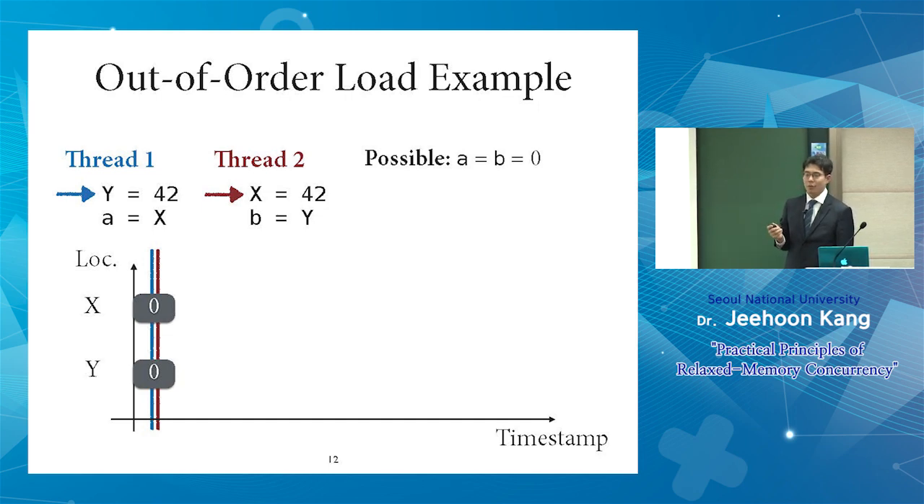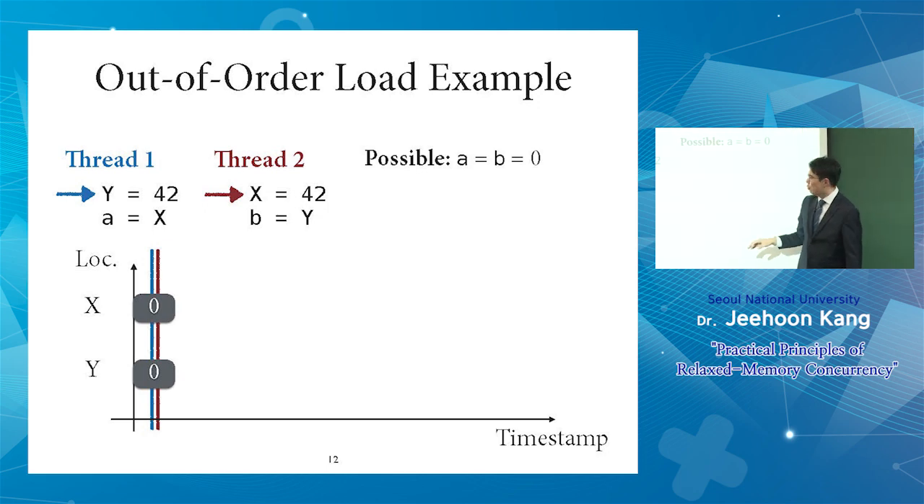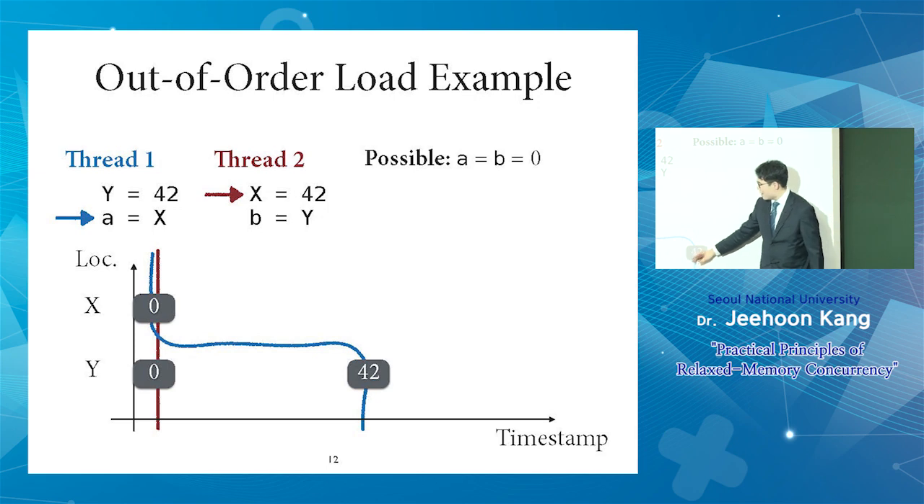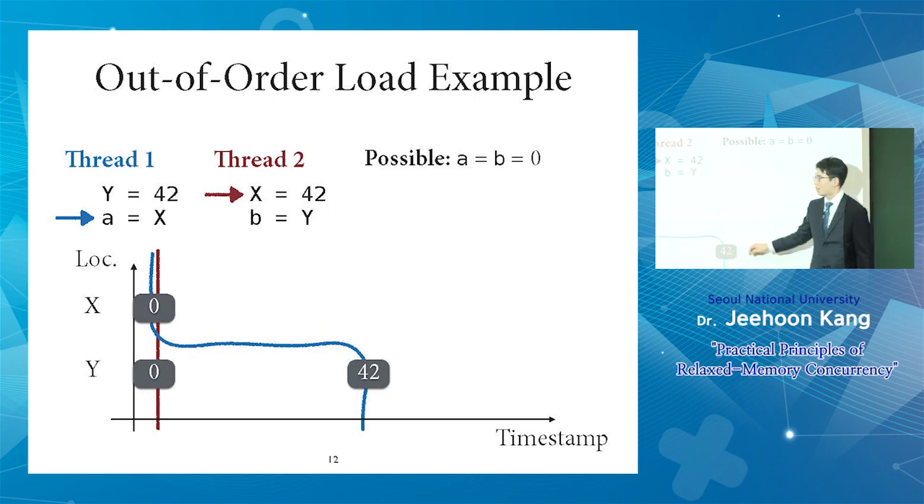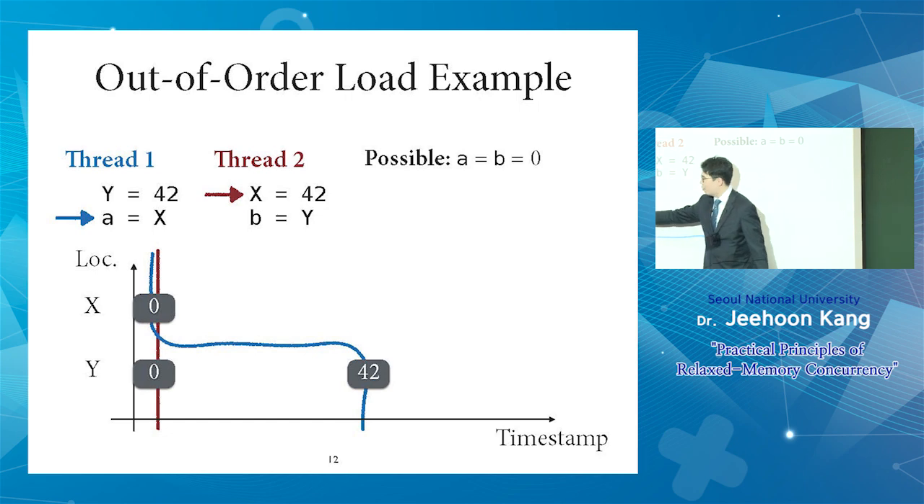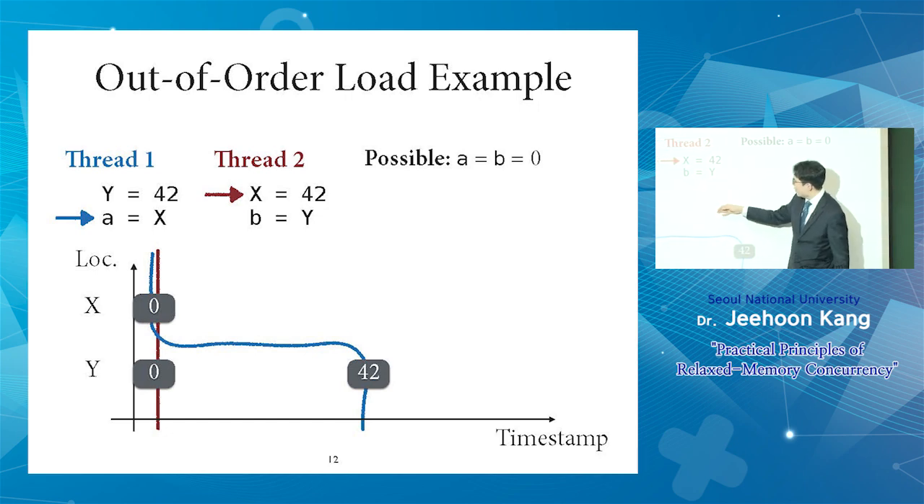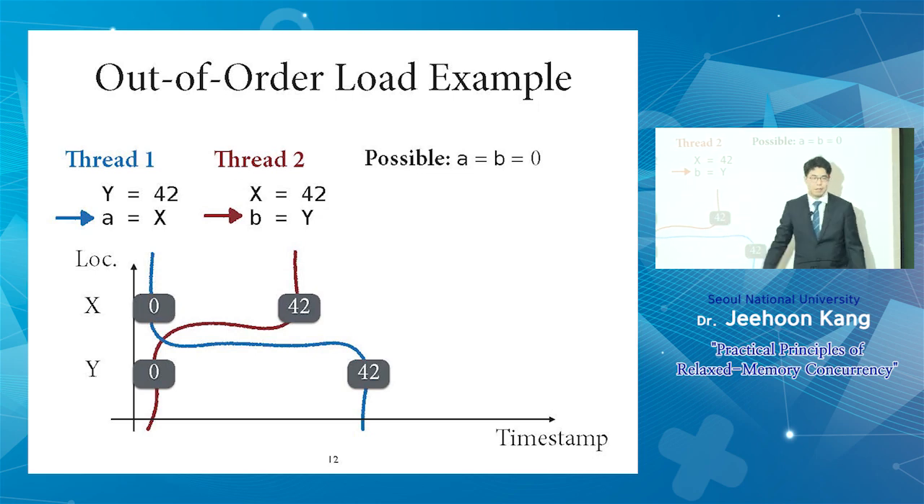First, let's execute thread 1. It is writing to Y, so you have to choose a timestamp here. And then you add a message, and its view is updated to point to this message. And let's execute thread 2. It is picking a timestamp that is greater than its own view. Let's pick somewhere here. Then it adds the message here, and its view is updated to point to this message.